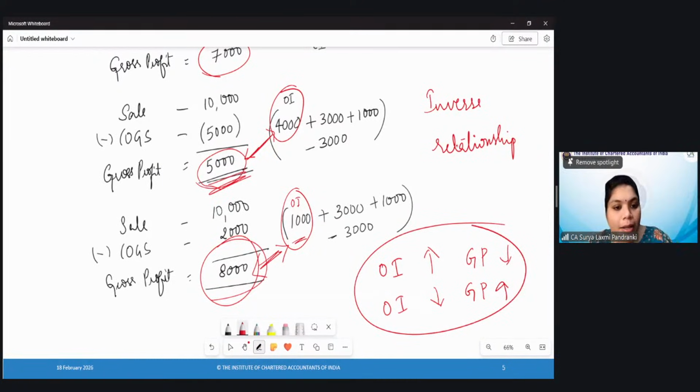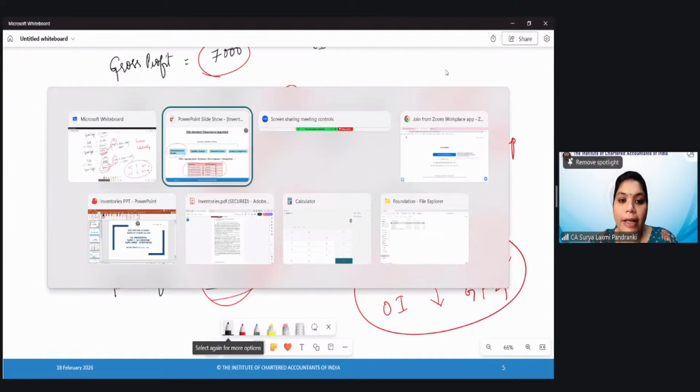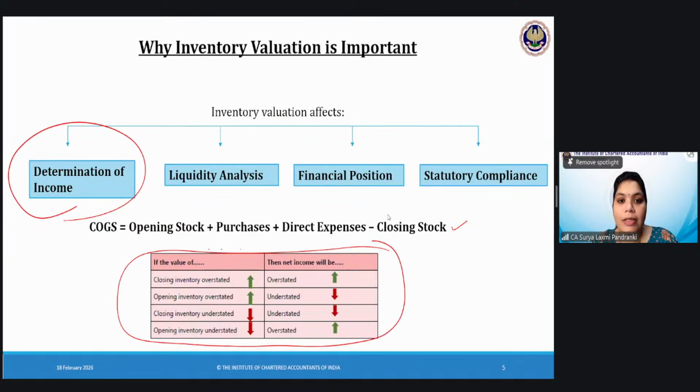Did I change any other number? I did not change any number. I have changed only that single opening inventory figure, to prove how the gross profit is moving upwards or downwards. That is what they're trying to tell you here. Only look at this opening inventory statement. If opening inventory is overstated, then your net income or profit will be understated. If your opening inventory is understated, then your net income or profit will be overstated. So it is an inverse relationship. Just look at these two.